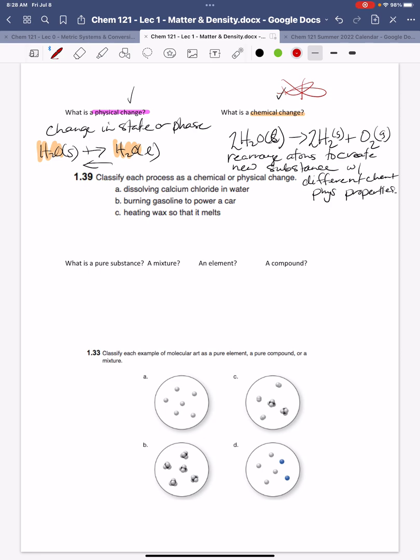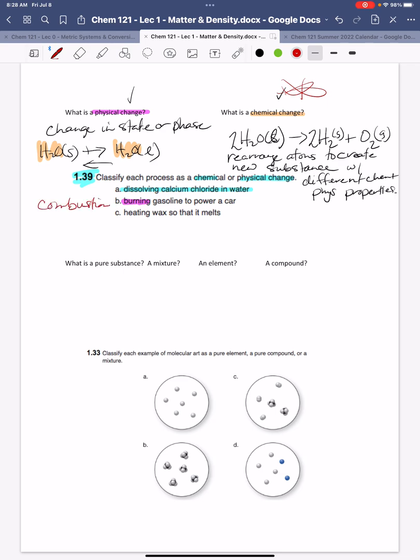So the first practice here, I just want to hone in on that idea. Classify each process as a chemical or physical change. So, dissolving calcium chloride in water. I'm going to save that one for a minute and let's just go on to the next one. Burning gasoline, the word burning. Basically, anytime there's burning, we call this combustion.